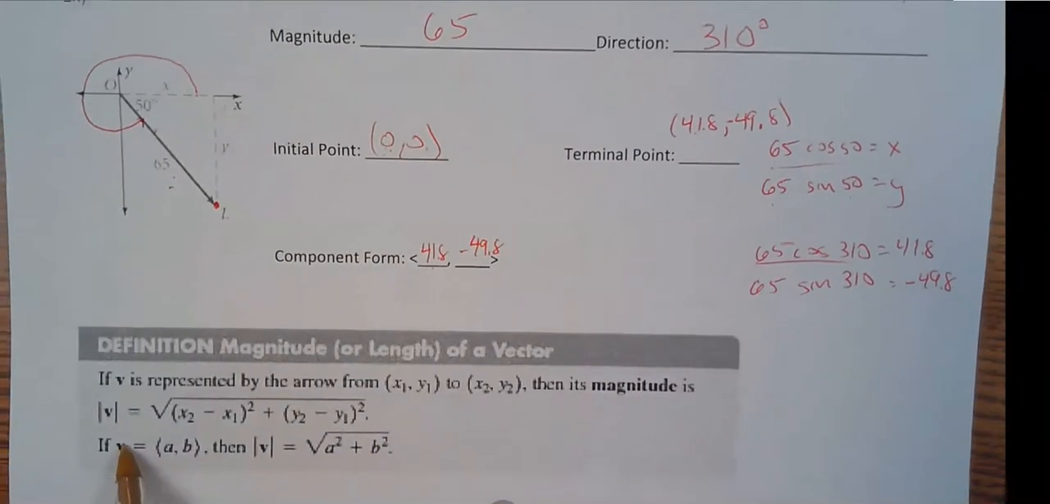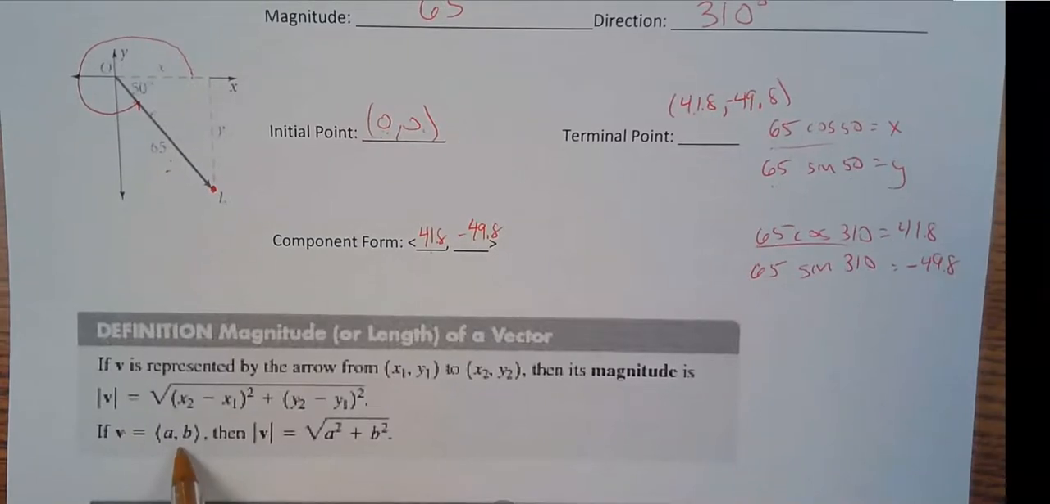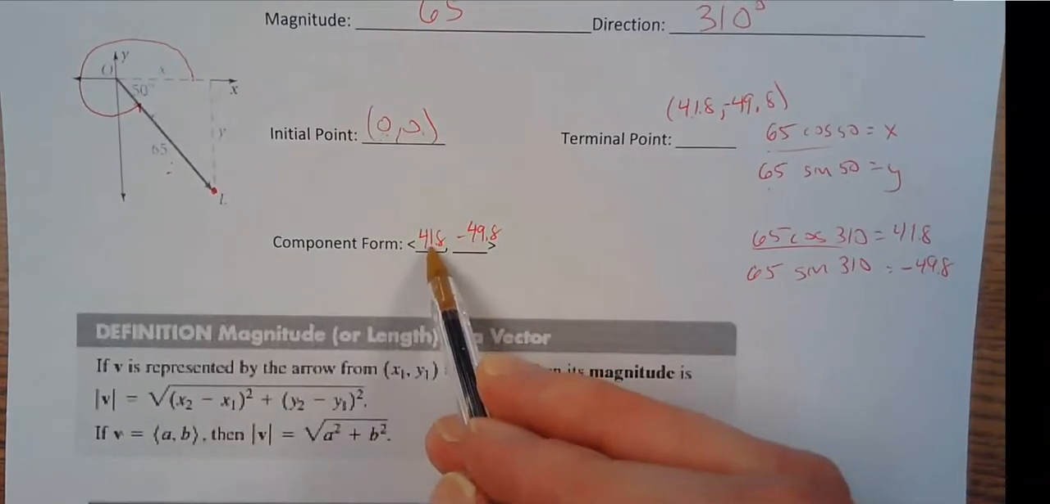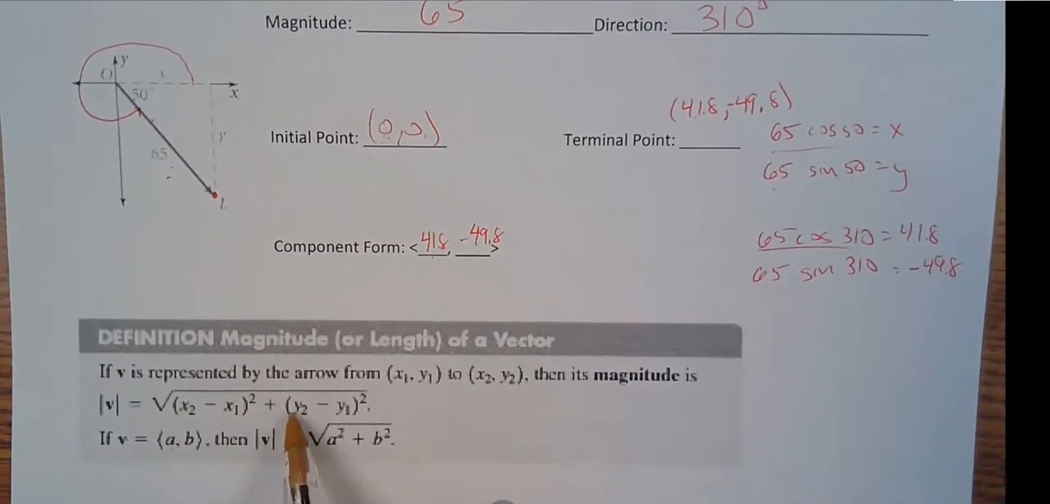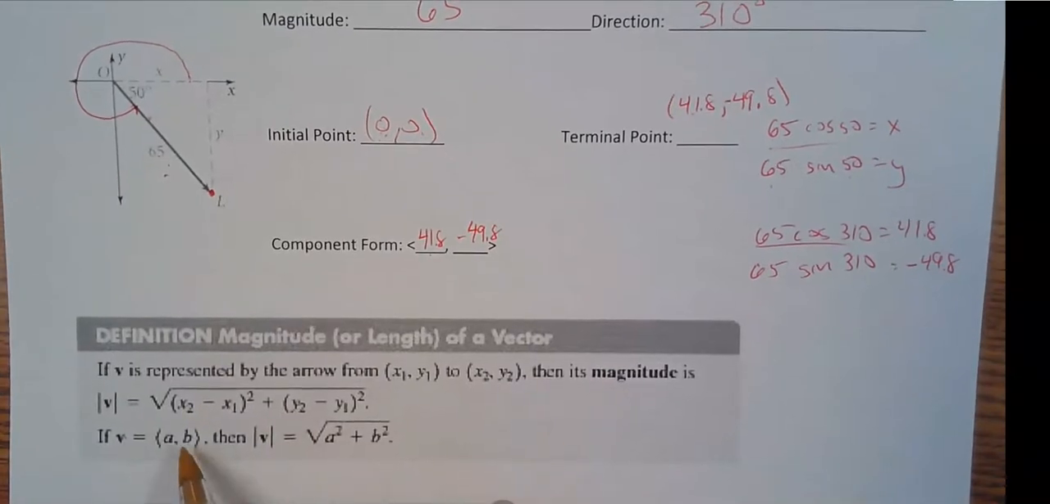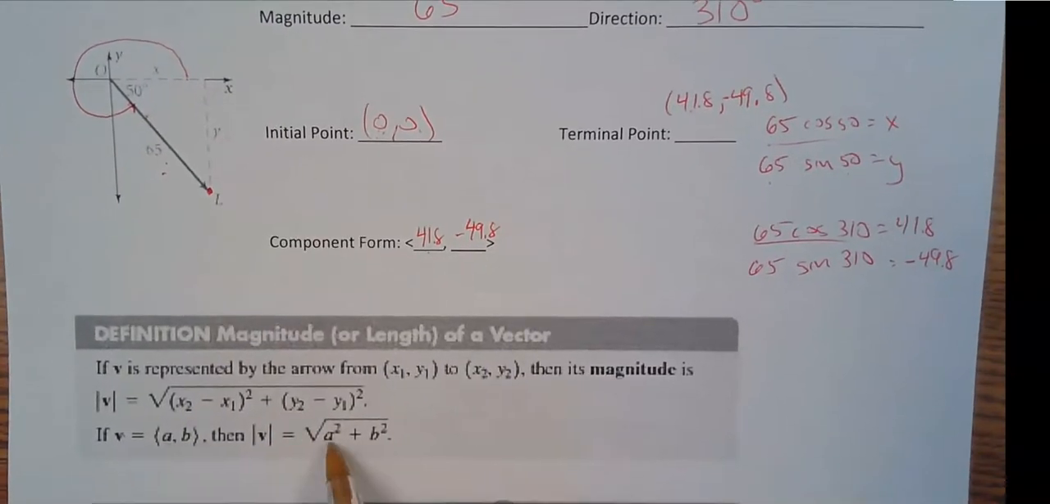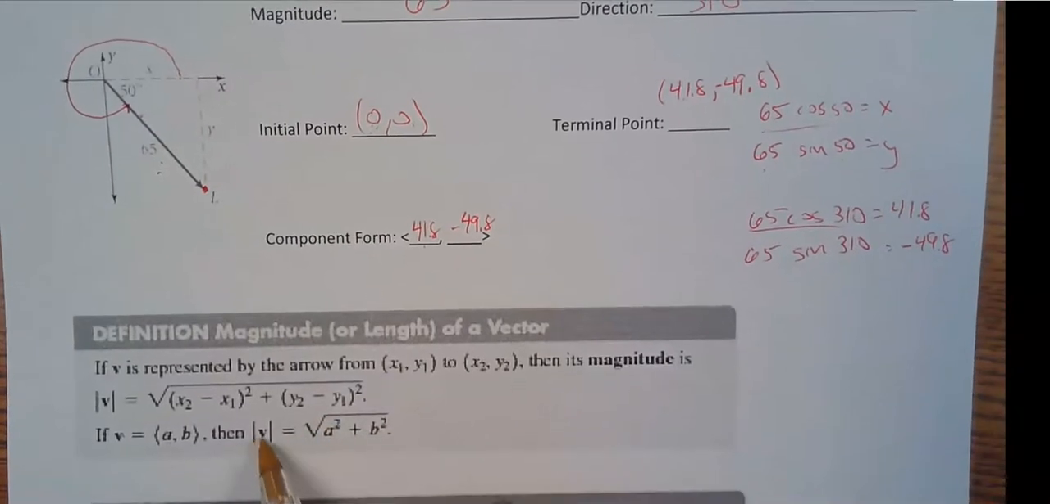Now, if you have the vector in component form already, to find the a, you take x2 minus x1. So you don't need to do that. It would just be a squared. And then y2 minus y1 would be your b. So if it's already in component form, you've already done that work. So it's just a squared plus b squared, and the square root is the magnitude.